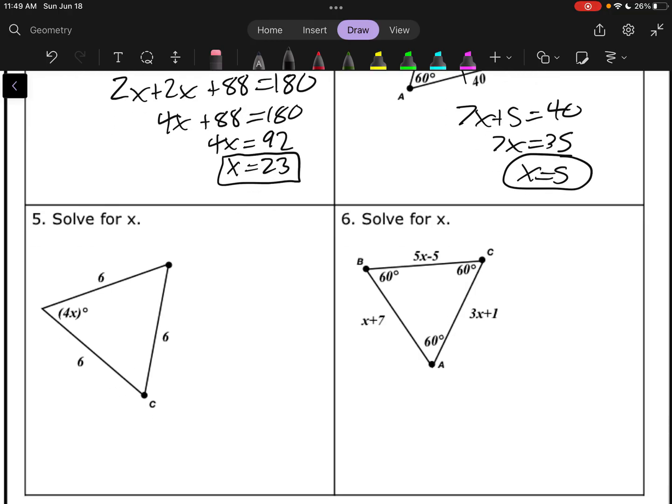On this one, we've got all 3 sides being the same. They're all 6, which does mean that all 3 angles are 60 because this is equilateral. So 4x just equals 60. Divide by 4, we get 15.